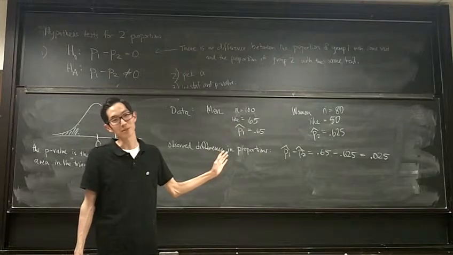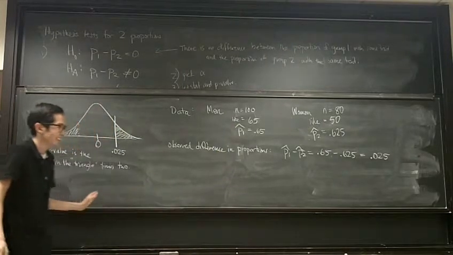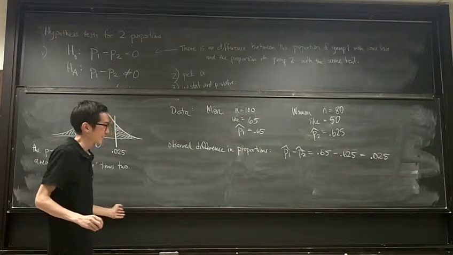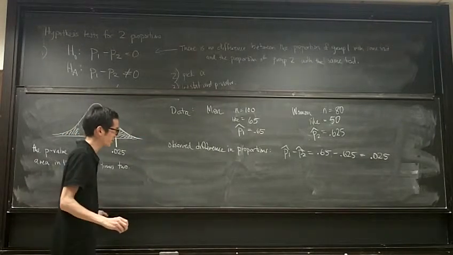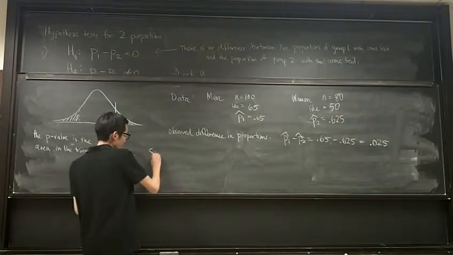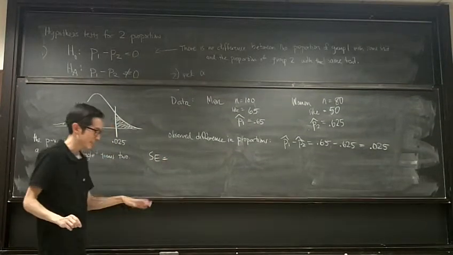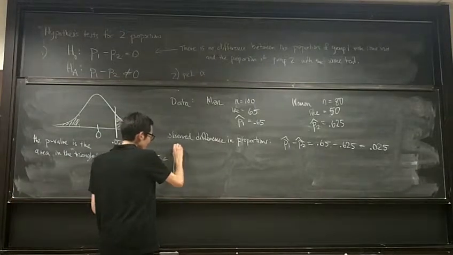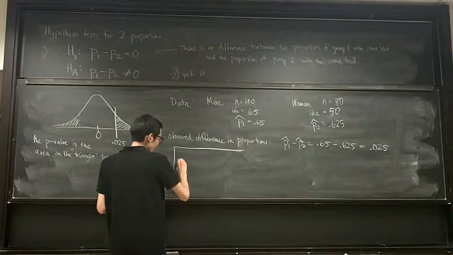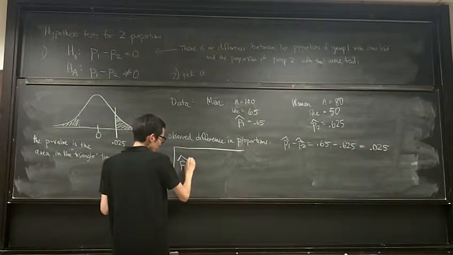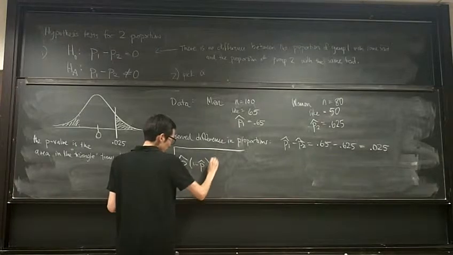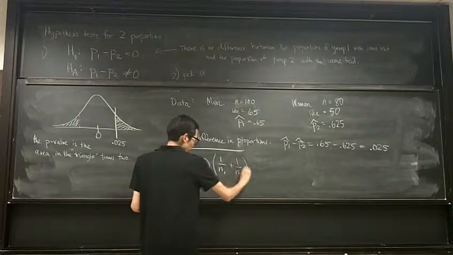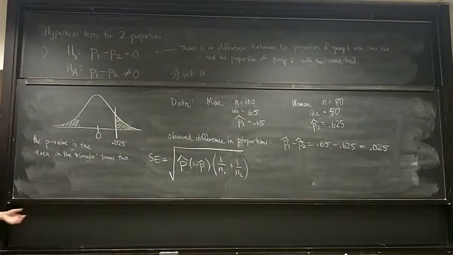Now this is the worst part. There's like 4 steps involved here. So finding the standard error, there's no getting around this. It's going to be this ugly thing: the square root of p hat times 1 minus p hat times the quantity 1 over n1 plus 1 over n2.